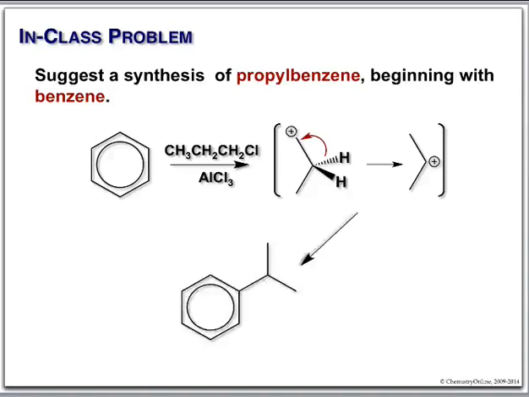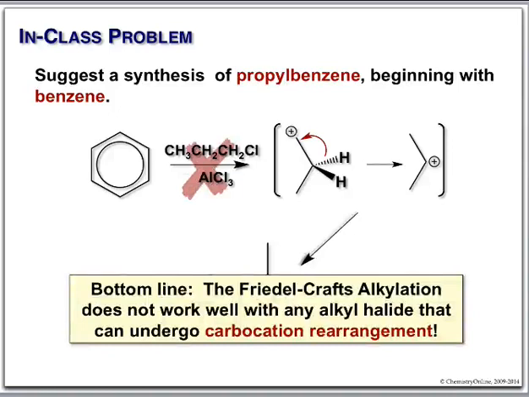So this is what we mean when we say the Friedel-Crafts reaction does not work if your alkyl group is prone to carbocation rearrangements. That's a bottom line. Any alkyl halide that can undergo a carbocation rearrangement will not work in a Friedel-Crafts alkylation. Now later in the class we'll see there's a cute way that we can use to get around this problem. But that's coming up. Any questions?